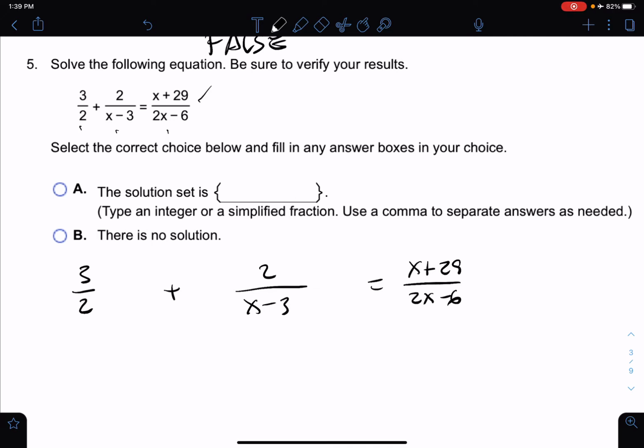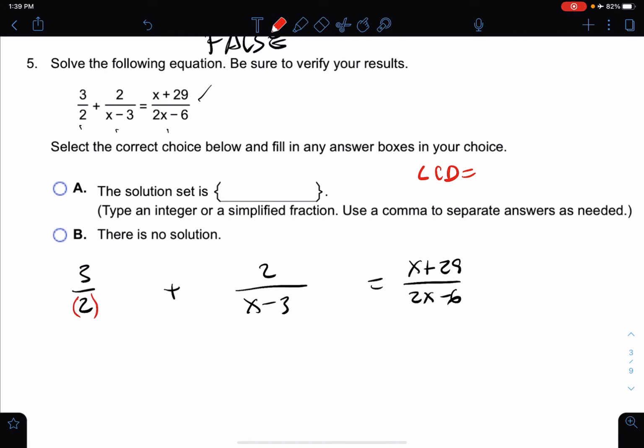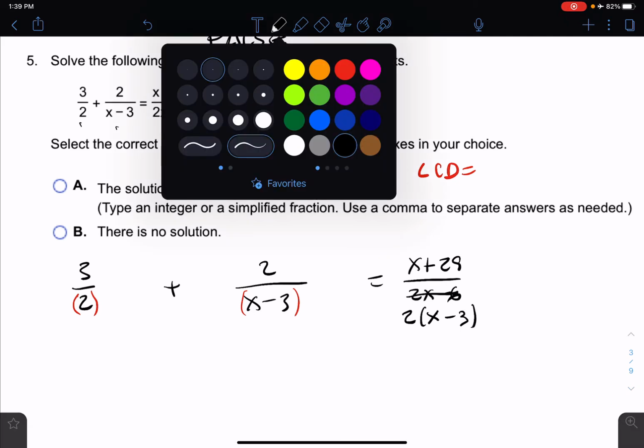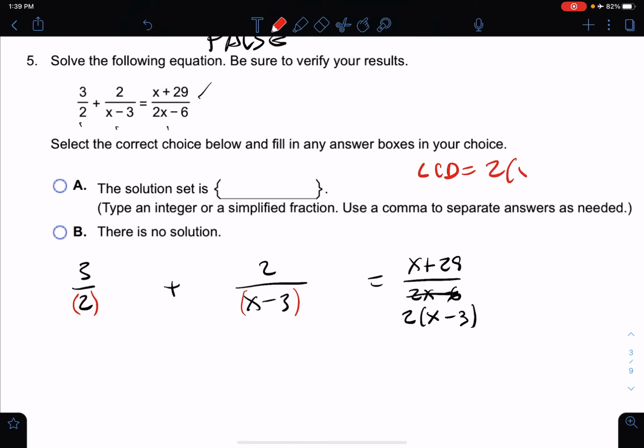So the very first thing I always like to do is take a look at my LCD. Okay, we've got a 2, we've got an x minus 3, and I think we better factor this so we can really see what the LCD is. Factor out a 2 and this is x minus 3. Hey, how convenient. The LCD is 2 times (x minus 3). You'll notice they do that a lot in this book, otherwise if each denominator was unique and different, your LCD gets really big and out of control and makes the problem real hard. So usually they're not too bad.